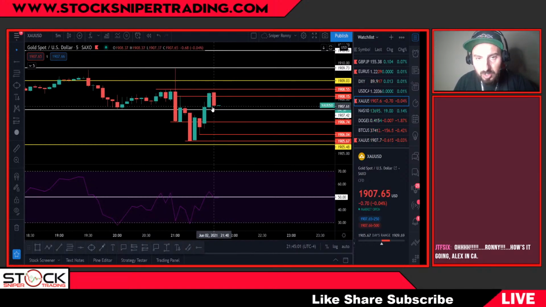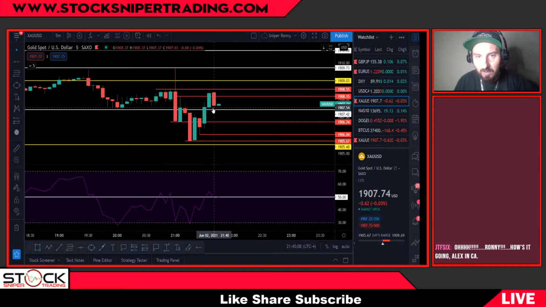So look at where it closed. It's still got a little bit of a bullish body on the bottom. It didn't completely engulf everything here.